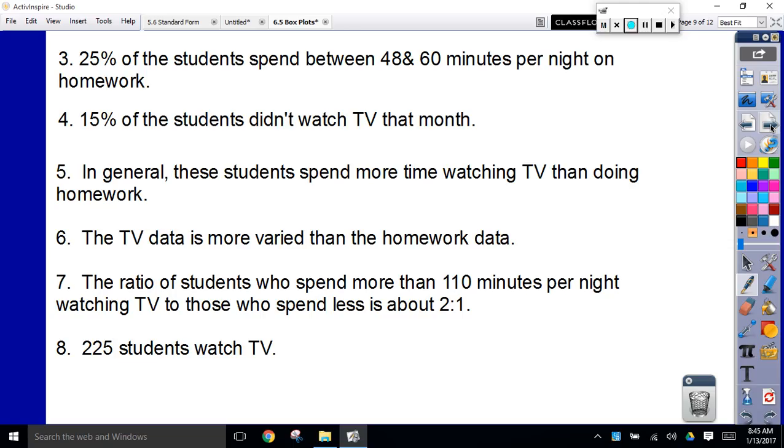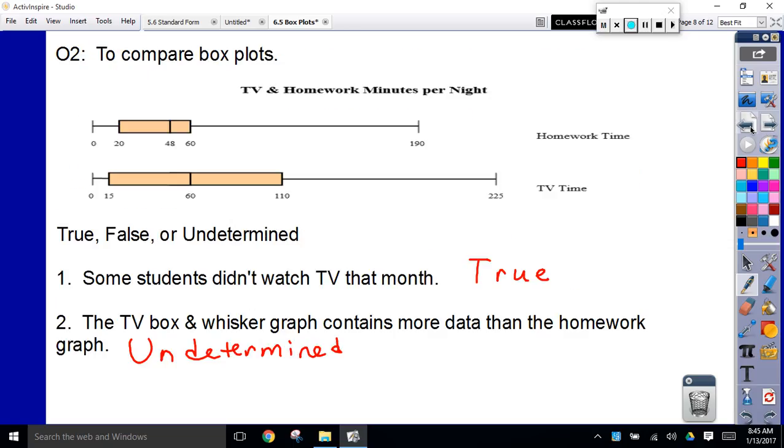Okay, number 3. You guys may want to leave your thing open to your first page so you can look at the box plot. Or actually, let's keep mine there. 25% of the students spend between 48 and 60 minutes per night on homework. True, false, or undetermined?